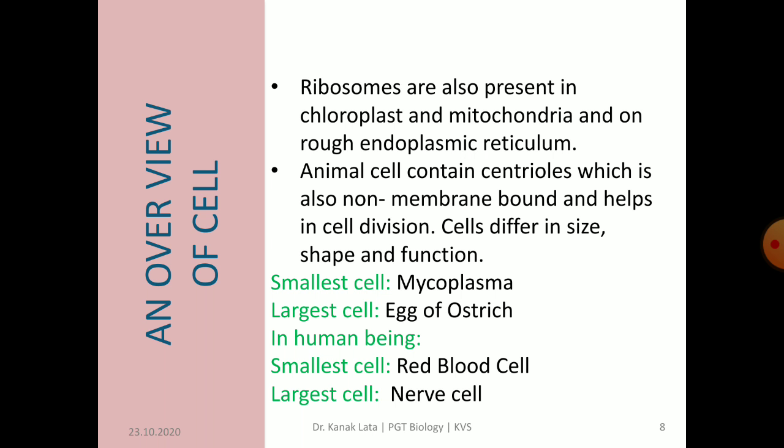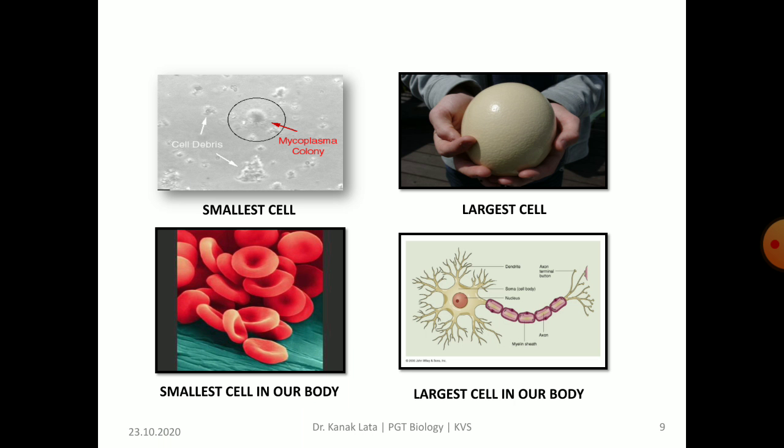Cells differ in size, shape and function. Altogether, the smallest cell is Mycoplasma and the largest cell is the egg of an ostrich. In human beings, the smallest cell is the red blood cell and the largest cell is the nerve cell. Here you may observe the overall smallest and largest cells as well as the smallest and largest cells in the human body.